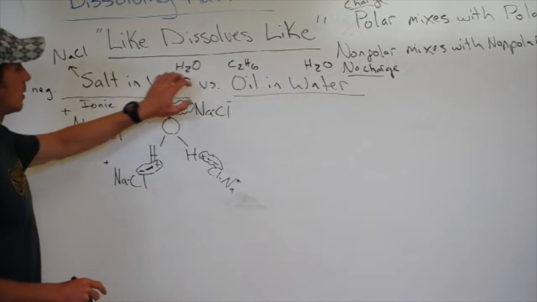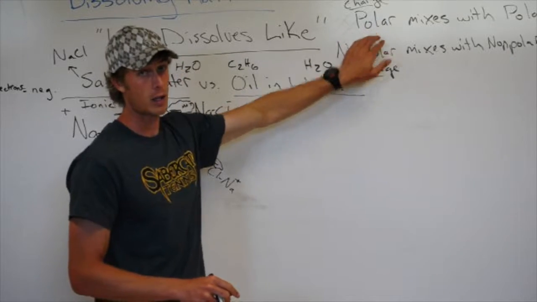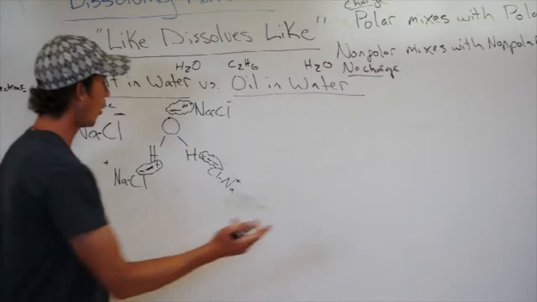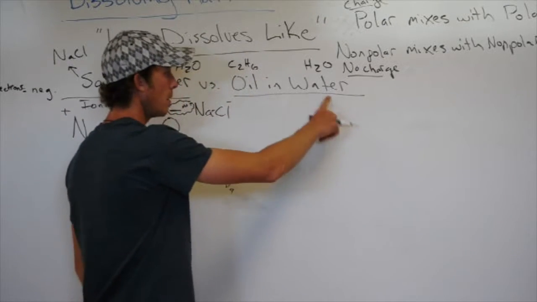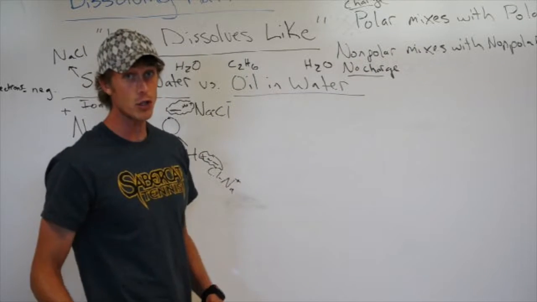So salt and water are dissolving because like dissolves like, and they're both polar molecules. They're both polar, meaning they have a charge. Now, we know water has a charge, okay? But why doesn't oil mix with water? Well, obviously it doesn't have a charge, right?